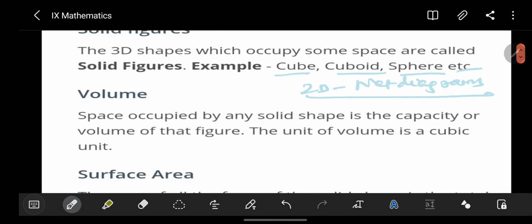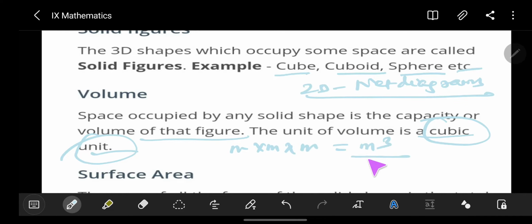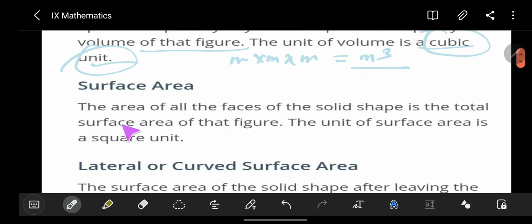Volume, the simple definition: the space occupied by any solid shape is the capacity or volume of that figure. The unit of volume is cubic units, which arises from multiplying three values having the same unit. Like if it is meter, meter multiplied by meter multiplied by meter will give you meter cube. The surface area is the area of all the faces of the solid shape, that is the total surface area of that figure. The unit of surface area is square units because it's area.